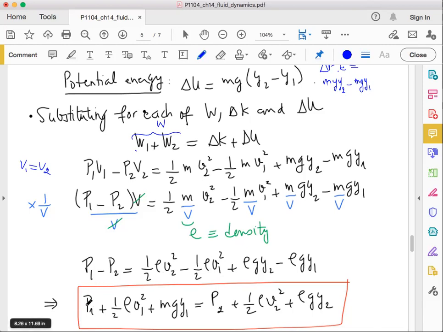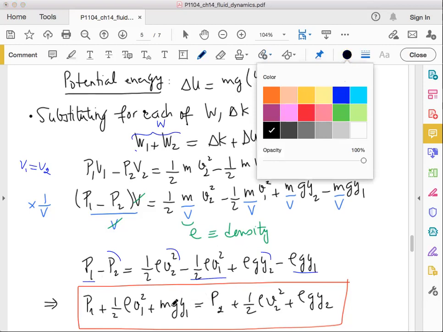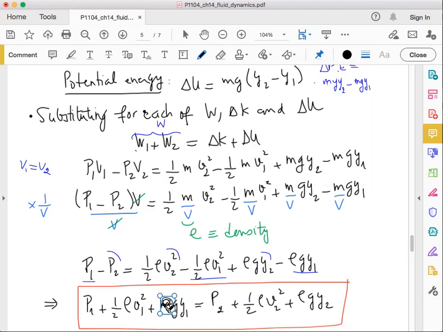Now the point is, if we just take all the factors which are labeled by 1 and put them on their own, and all the factors labeled by 2 and put them on their own. Okay, so you will see that at the end P1 plus half rho V1 squared plus rho Gy1 is equal to P2 plus half rho V2 squared plus rho GY2. And here I have a correction. This is, of course, rho. It's not the mass. So this is the rho.